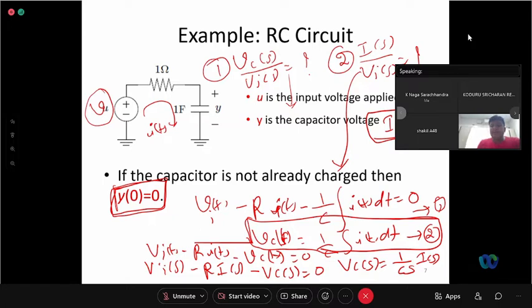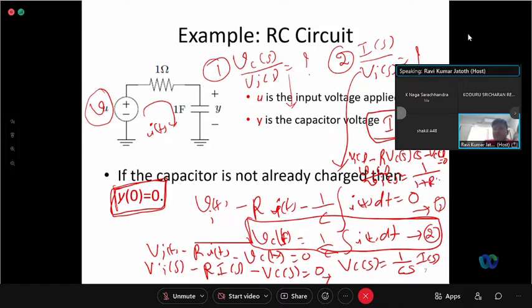So if I substitute equation number 3 here, what will I get? Vi of s minus R times I of s, which is Vc of s times C s, minus Vc of s is equal to 0. Now I can separate Vc of s. So now tell me the ratio. Vc of s by Vi of s is 1 by 1 plus RCS. So this is the transfer function of a simple RC circuit, Vc of s by Vi of s.